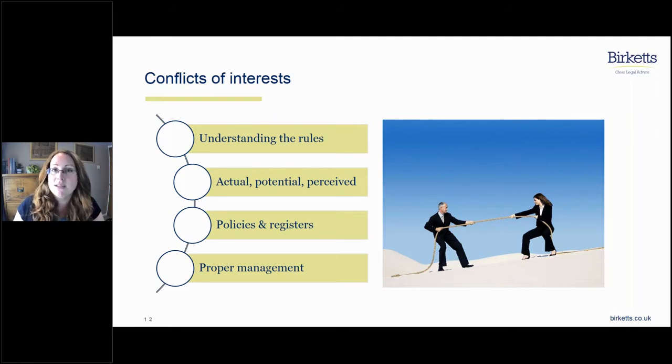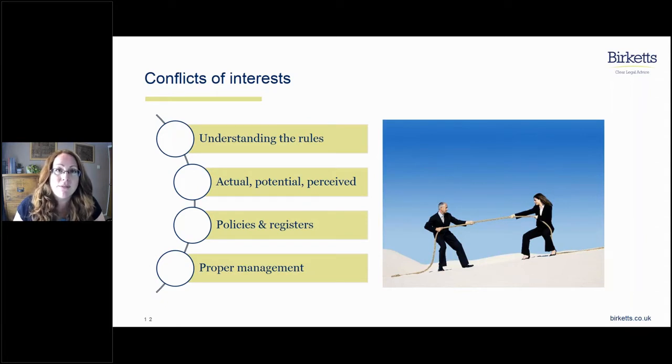It's important not to underestimate the potential impact of a perceived conflict. If a stakeholder or beneficiaries or third parties might think that you have a conflict and that has impacted your decision making, that can seriously undermine the integrity of your decisions. So thinking about perceived conflicts is just as important.